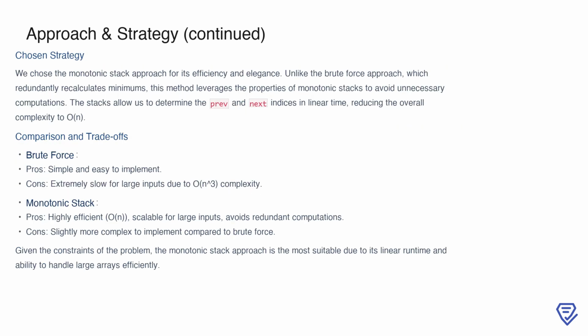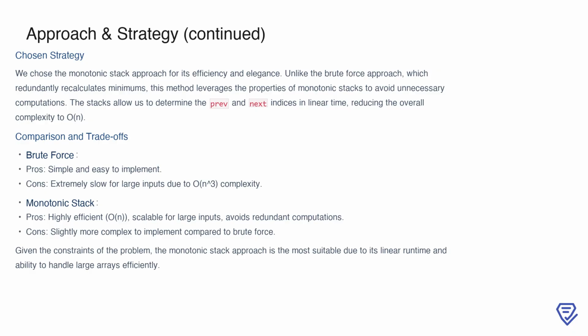The monotonic stack approach stands out as the chosen strategy due to its efficiency and elegance. Unlike brute force, which repetitively recalculates the same minimums, this method leverages the properties of monotonic stacks to greatly reduce unnecessary computations. By determining the previous and next indices in linear time, we achieve an overall complexity of O(N), which is a significant improvement.